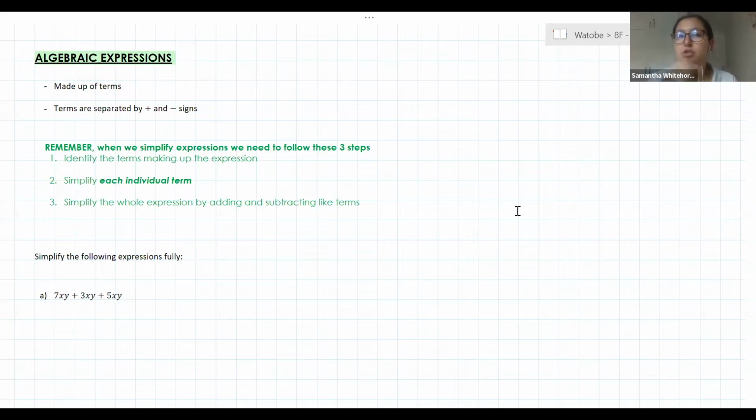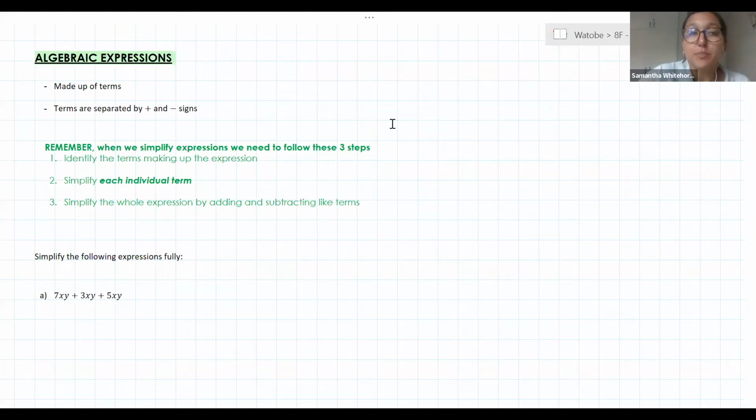And so I expect you to know what terms are and how to identify terms. I expect you to know how to distribute, etc., etc. And so we won't necessarily focus on this stuff. I just expect you to know it. And so this is why it's so important that we practice this stuff and become comfortable with it.